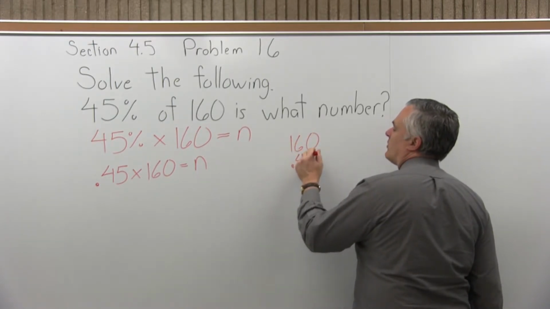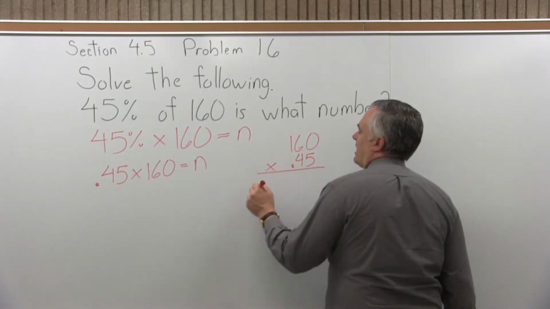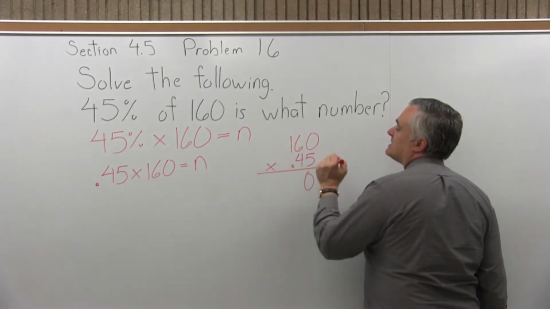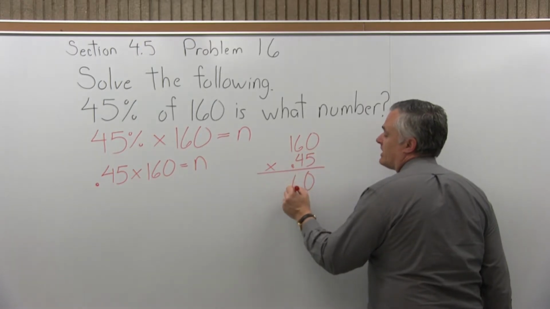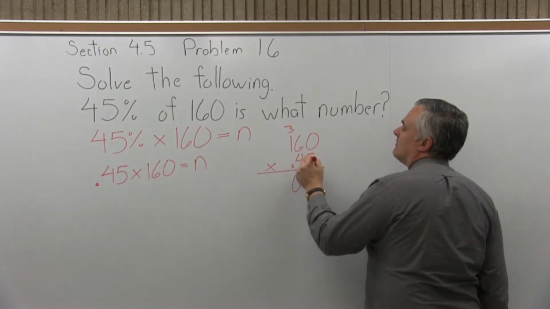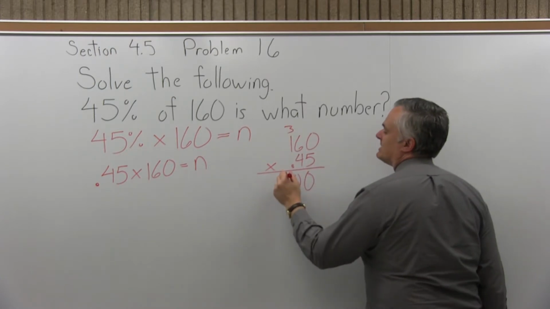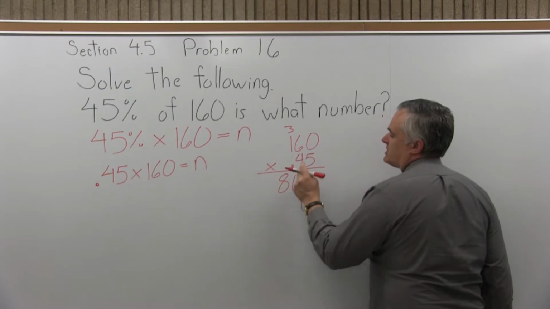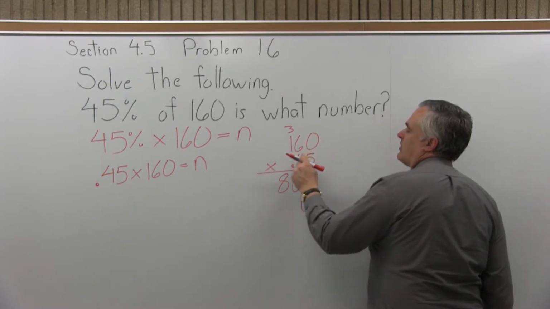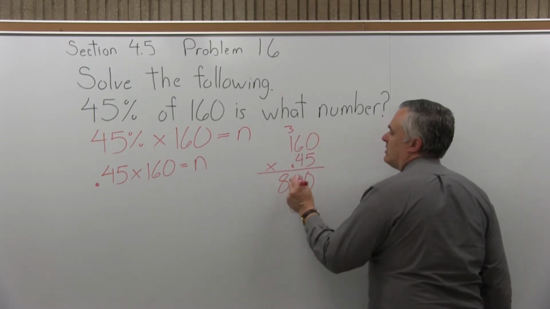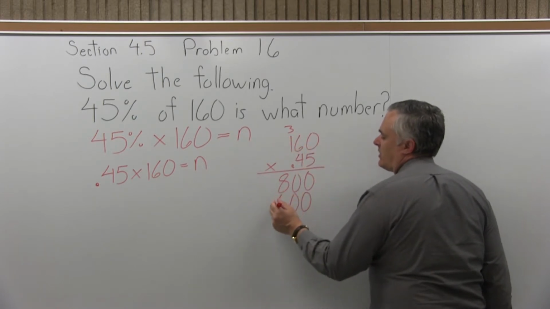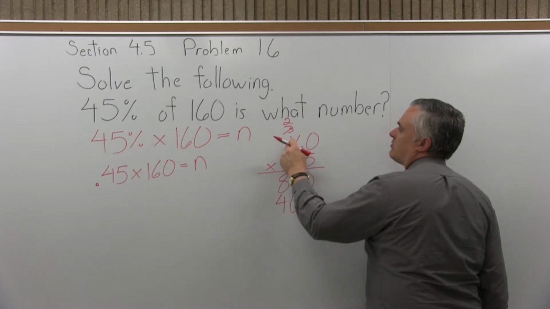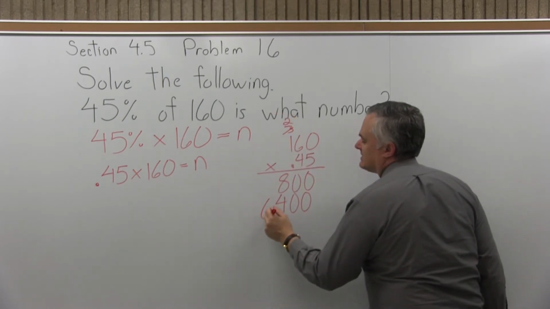160 times 0.45. Multiply. So 5 times 0 is 0. 5 times 6 is 30. So for 30, you write the 0, carry the 3. 5 times 1 is 5, plus 3 more is 8. So that takes care of the 5. Go down a row, put a 0 to hold your position. Then start to multiply with the 4. 4 times 0 is 0. 4 times 6 is 24. Write the 4, carry the 2. 4 times 1 is 4, plus 2 more that you carried is 6.